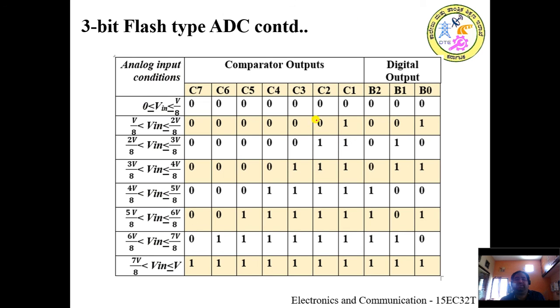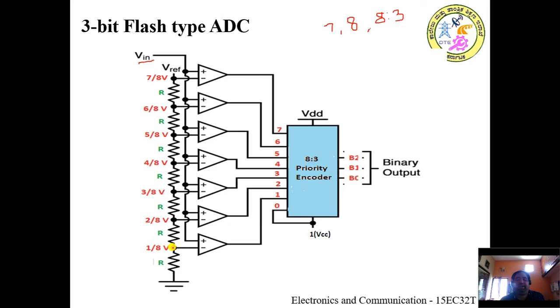If you see the function table, I will discuss the first and the last combination. Let us say the first combination, whenever the input voltage is less than V by 8. V by 8 is the reference voltage at the inverting terminal of the first comparator.